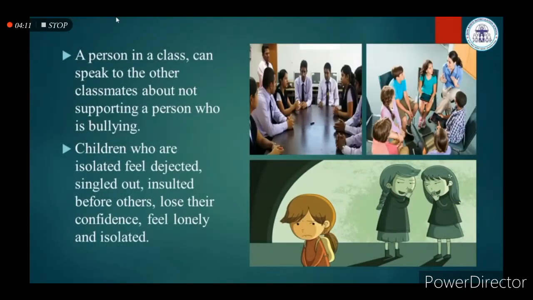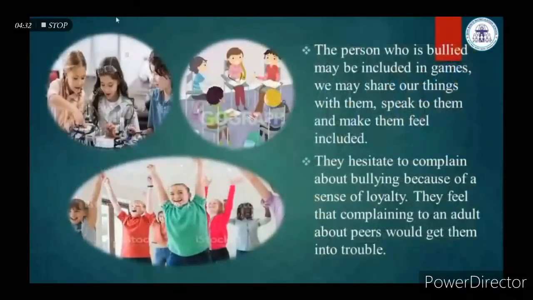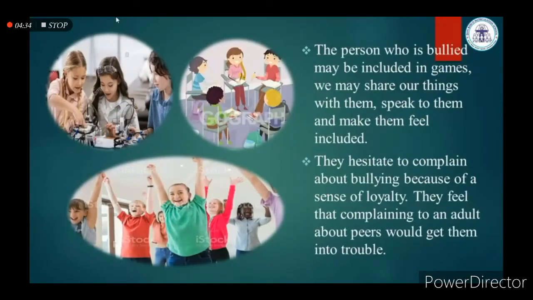As a student in class, we can speak to other classmates telling them not to support the person who bullies others. Children who are isolated feel dejected, singled out, insulted before others, lose their confidence, feel lonely and isolated. How can we support such people who are bullied? The person who is bullied can be included in games. We can share our things with them and make them feel included.